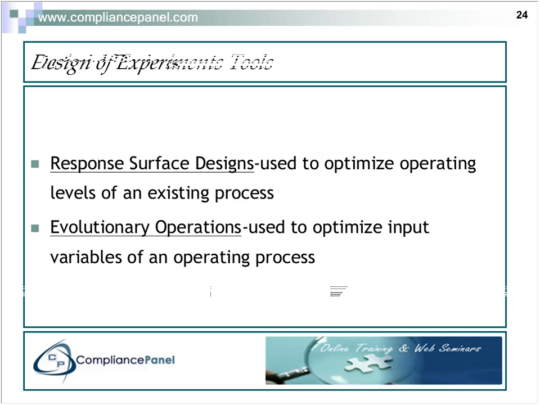So those are tools to use mainly in the OQ phase, is where you're going to use this information. Later on, you can use tools like response surface design and evolutionary operations to really fine-tune the processes. This might occur perhaps during PQ, or you could incorporate this in the OQ phase if you really wanted to get the ideal levels established, because that's what you're trying to do, find the ideal settings for the production process.